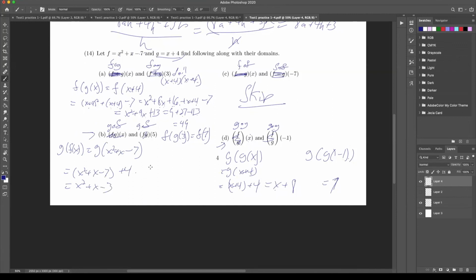And then if I want to find g of f of 5, I can either just plug in 5 in here, which will give me 25 plus 5 minus 3, so 25 plus 5 is 30, minus 3 is 27. Or I can plug in f of 5. f of 5 is going to give me 25 plus 5 minus 7, which gives me 23. And g of 23 is 27.